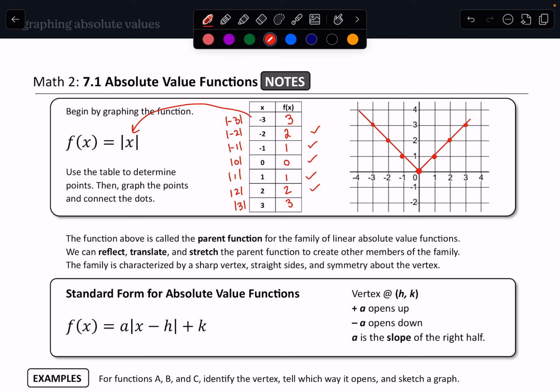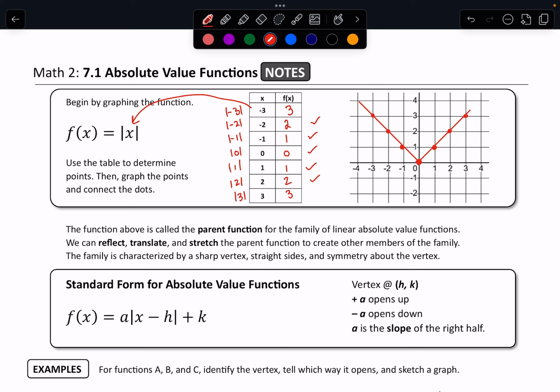Now, the one that we just drew is what we call the parent function. And all that means is that I have these absolute value bars and just a regular x on the inside. Nothing is happening to x, it's just x. What we can do is we can take x and we can manipulate it, okay? We can take this function, we can add numbers to x, we can subtract numbers from x, we can multiply numbers to the x value on the outside of the parenthesis. We can add and subtract numbers on the outside of the absolute value as well.